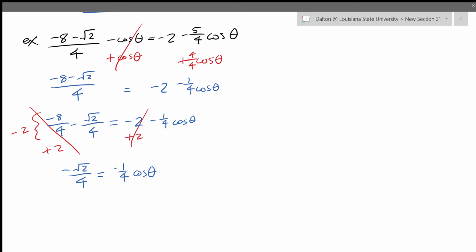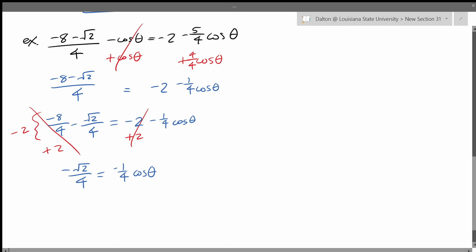So since it's being multiplied by negative 1 over 4, you can divide both sides by negative 1 over 4, or dividing by a fraction is the same thing as multiplying by the reciprocal. So I could multiply everything by negative 4. And then if I do that, it's going to cancel this negative 1/4 because 4 is in the denominator.